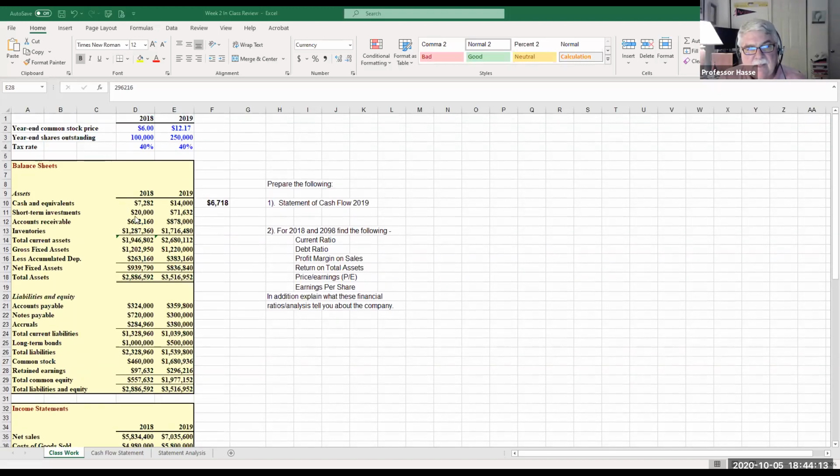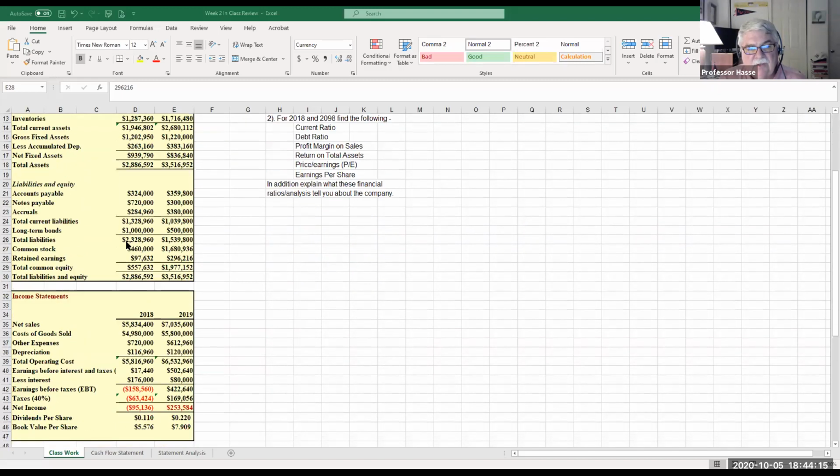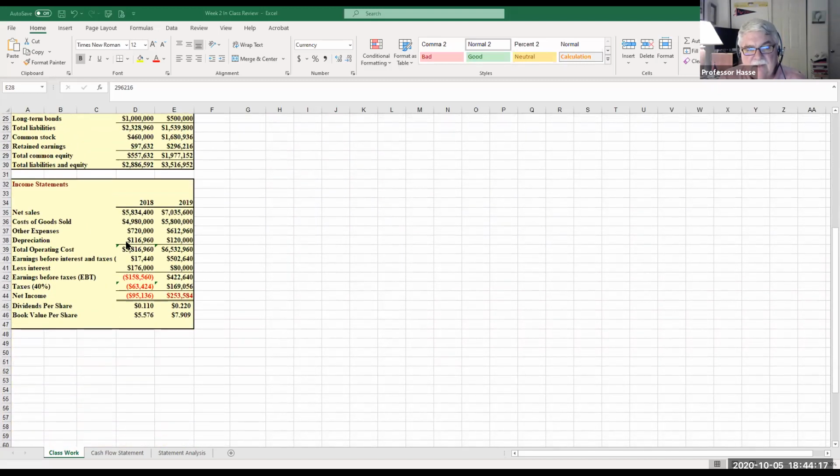Notice, let's take a look at the income statement. For the year ended 2018, they lost $95,000. For the year ended 2019, they made a profit of $253,584. So that's a good thing. They went from a loss in 2018 to a profit in 2019. I always like to see that.